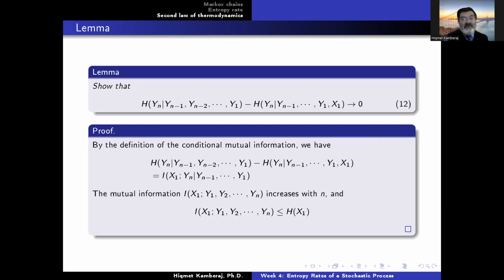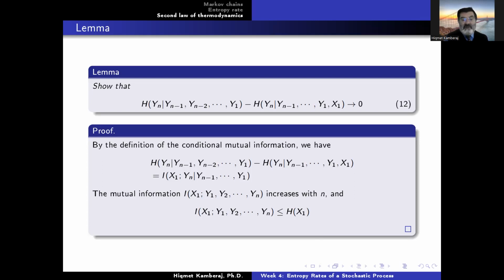Now, a lemma comes from this one, which shows that h of yn given yn minus 1, yn minus 2, y1, minus h of yn given yn minus 1, y1, x1 converges to 0. This can also be shown by the definition of the conditional mutual information. The difference between h of yn given yn minus 1, yn minus 2, y1 and h of yn given yn minus 1 and so on y1, x1, is equal to the conditional mutual information between x1 and yn given yn minus 1 up to y1.